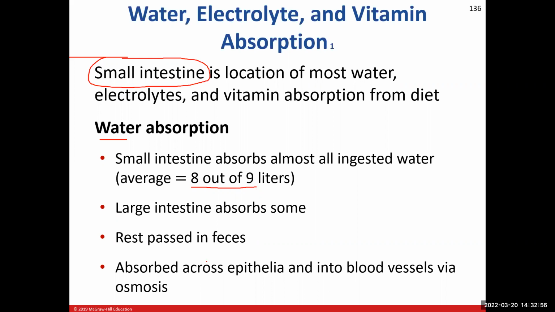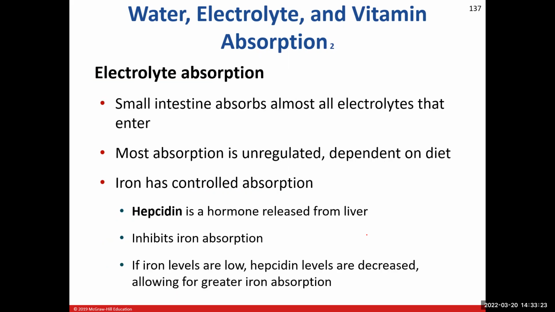And it does so, again, water moves across a semi-permeable membrane, which will be epithelial tissue, via osmosis. Water moves from an area of high concentration to low concentration, or it moves to an area of greater solute concentration, where there's more glucose, where there's more sodium. It's going to want to move into that area. All right, electrolytes are going to be, for example, magnesium or sodium. Again, like I said before, the small intestine is going to absorb most of those electrolytes.